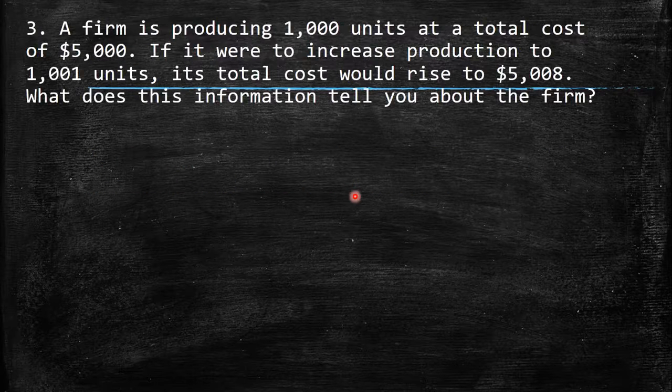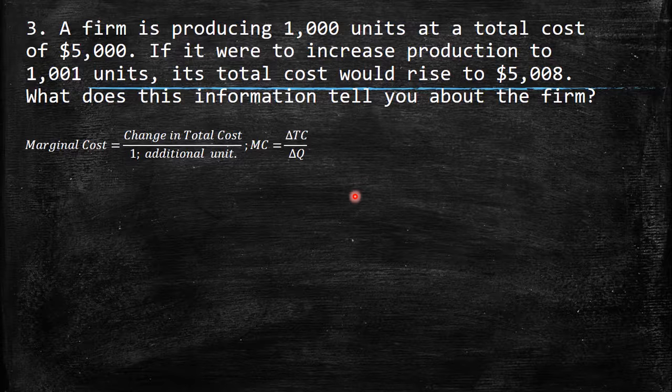Our third question says a firm is producing 1,000 units at a total cost of 5,000. If it were to increase production to 1001 units, its total cost would rise to $5,008. So what does this information tell you about the firm? So here we're going to summarize the idea. We're going to retake some important concepts that you really need to take into consideration to understand this topic.